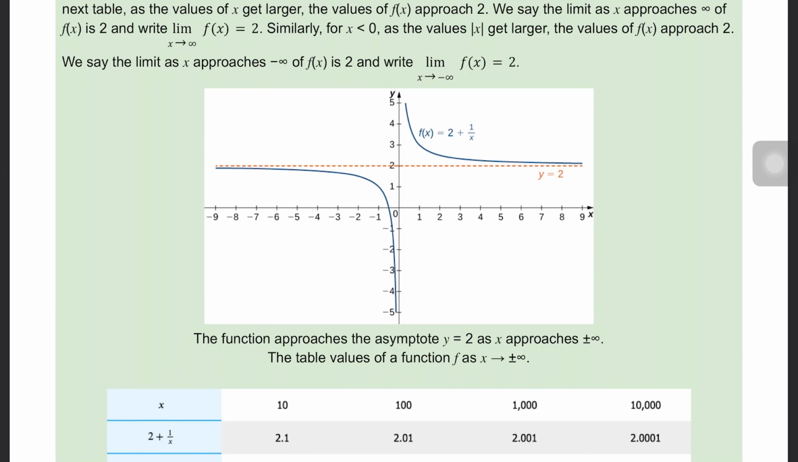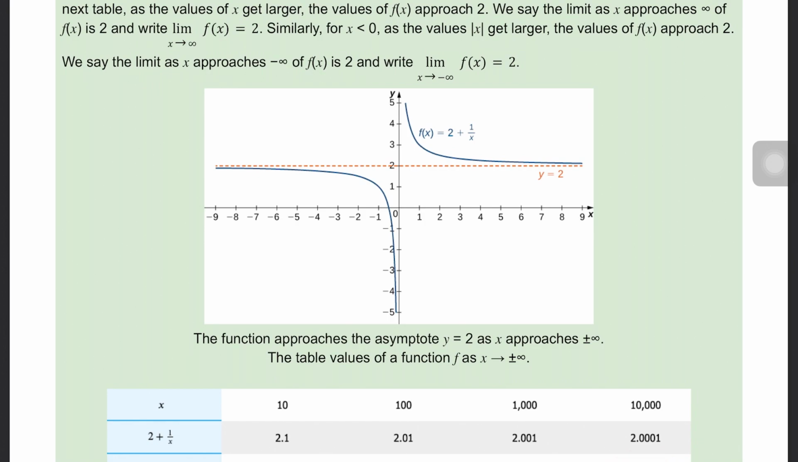Now let's look at the other side. As x goes to negative infinity, the values of the function keep increasing as you move to the left. As x gets closer and closer to negative infinity, the function keeps getting closer and closer to the y value of 2. We can see that in our graph as well. Negative 10, negative 100, negative 1000, negative 10,000. The values of the function are getting closer and closer to 2.